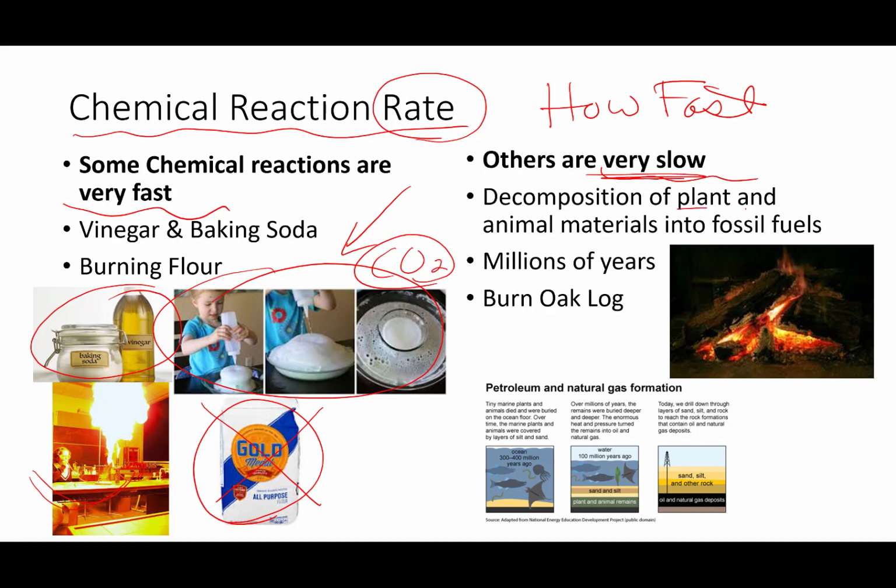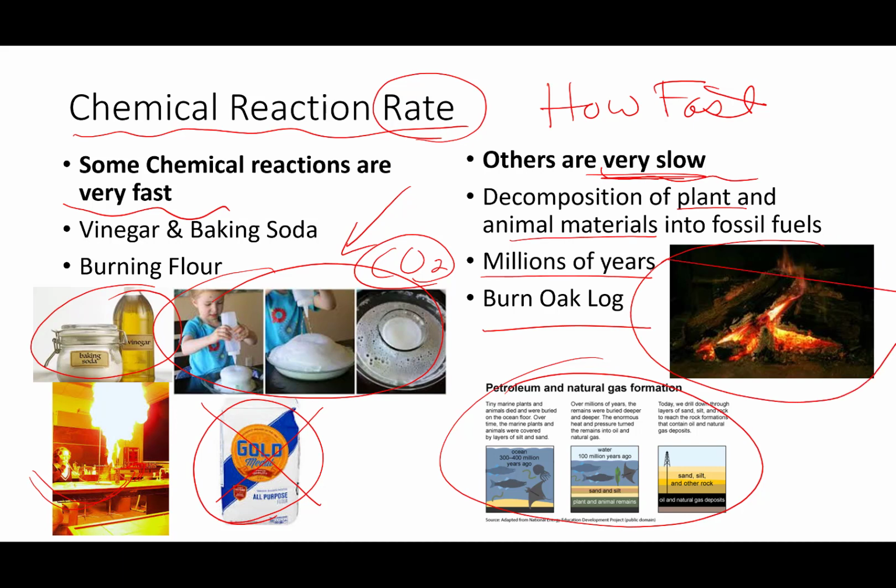But some chemical reactions are very, very slow. The decomposition of plant and animal matter that produced the fossil fuels that we know of as oil and natural gas took millions and millions of years to occur. If you want a bonfire or a fireplace fire that's going to last throughout the evening or overnight, you put big logs on that fire and you let them burn, and they're going to burn very, very slowly and give you heat over a long period of time. So some reactions happen fast and some reactions happen slow.